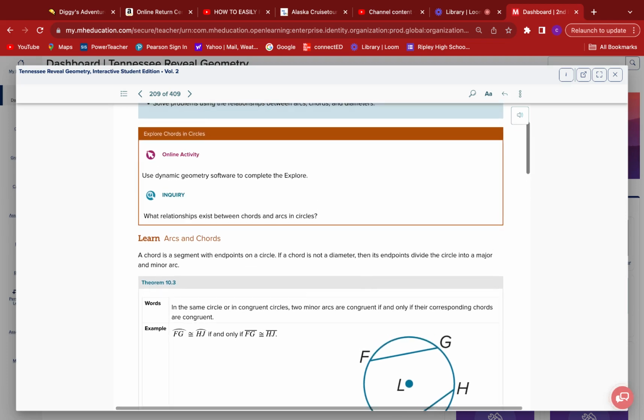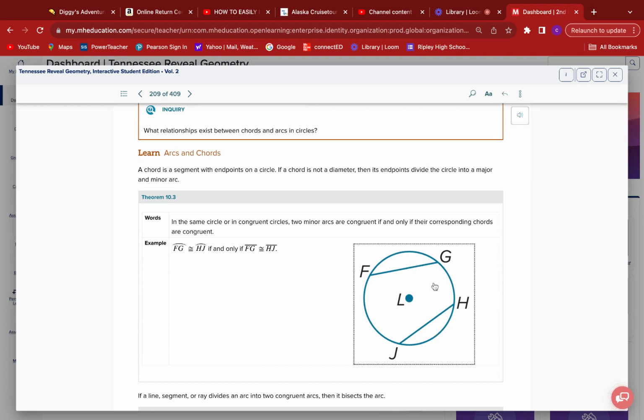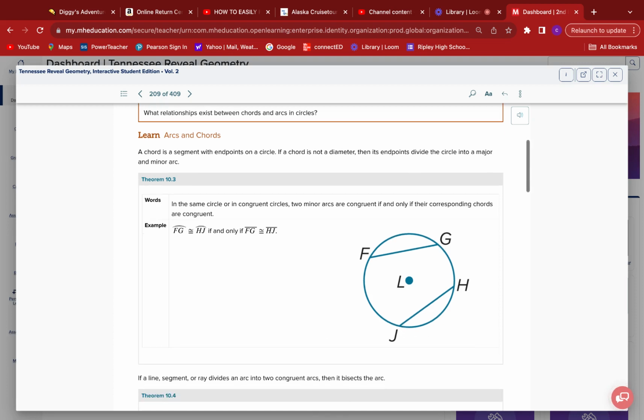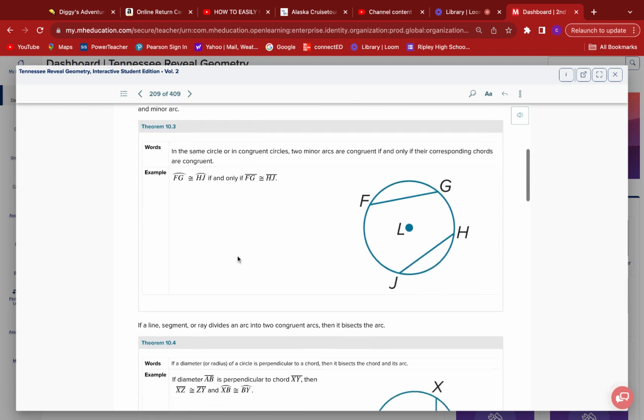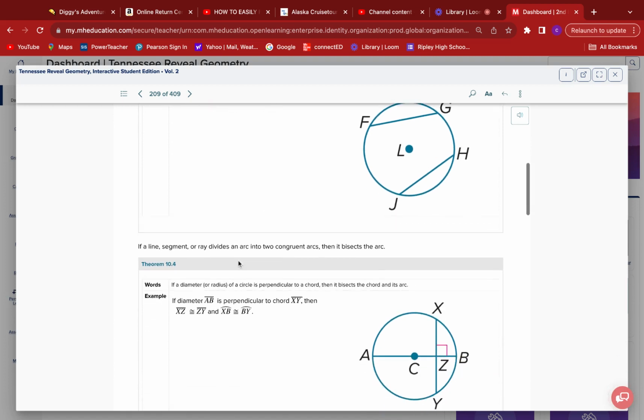You need to know if you've got two chords that are equal, then their arcs are equal. So let's say that the chord FG is congruent to the chord JH, then the arc from F to G and the arc from J to H are going to be equal to each other. You need to know that's this theorem right here. And vice versa, by the way. If their arcs are congruent, then the chords are congruent.